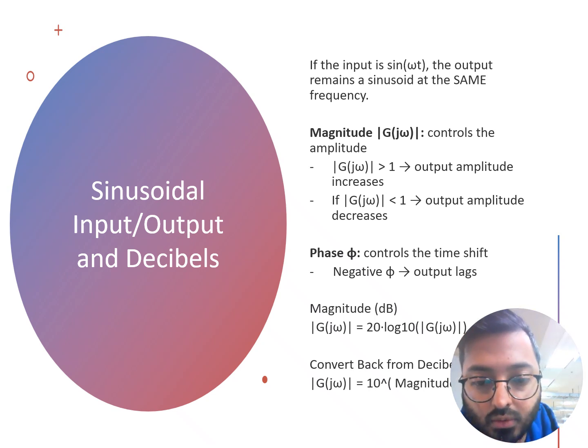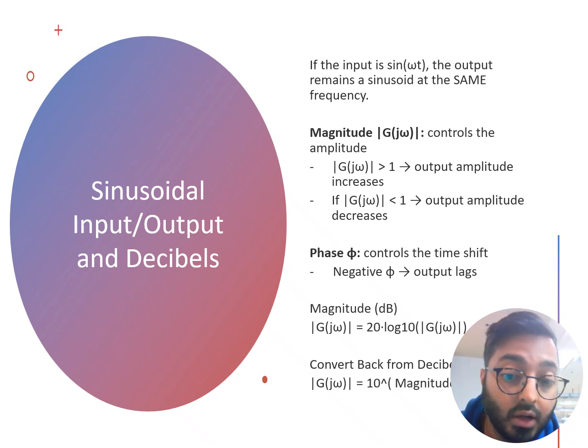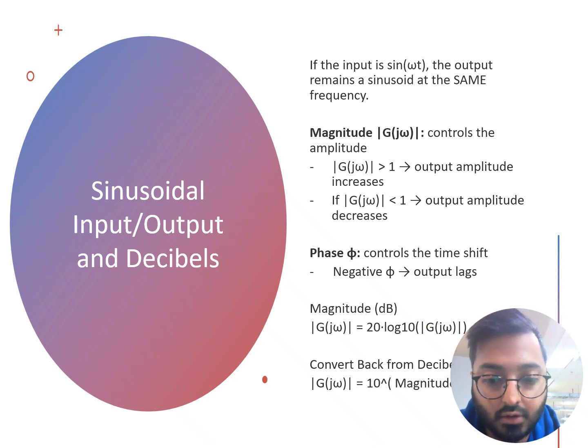When it comes to calculating the magnitude in decibels, we take the magnitude of the system and multiply by 20 log10 of the absolute value, or the magnitude, of G(jω). Then to convert back, we just do 10 to the power of the magnitude divided by 20.